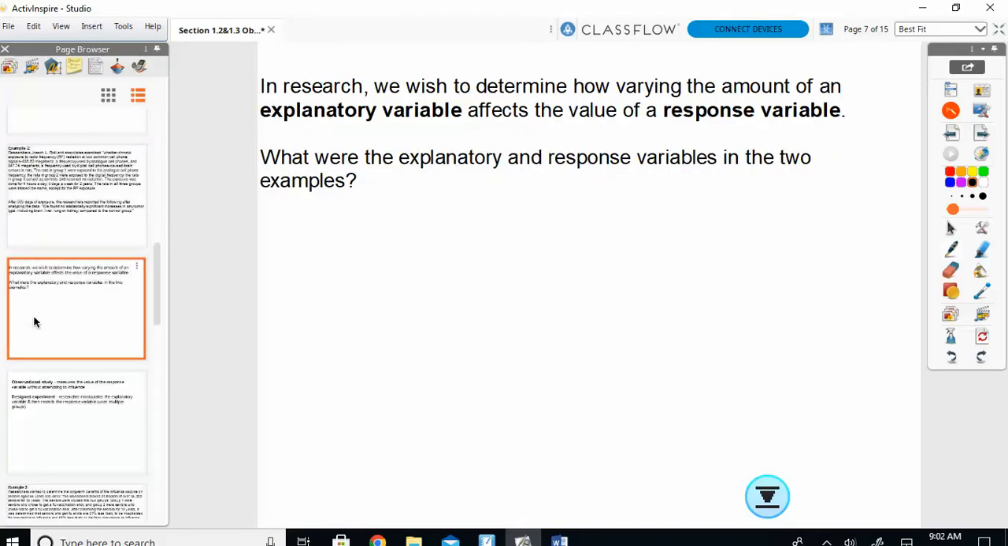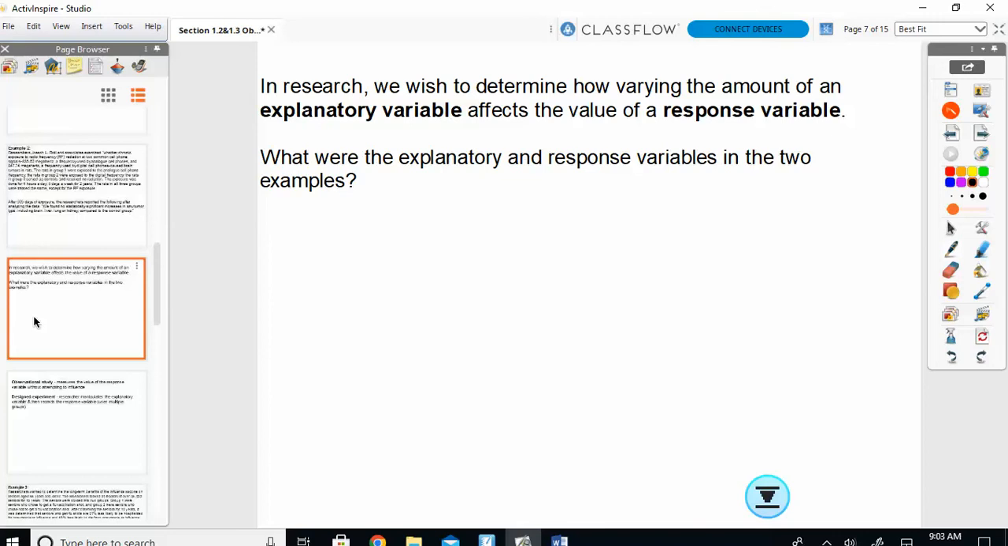In each of these, our goal was to determine how the amount of an explanatory variable, if we vary our explanatory variable, affects the response. So the explanatory variable is the thing we are messing with, and what happens from that is our response.